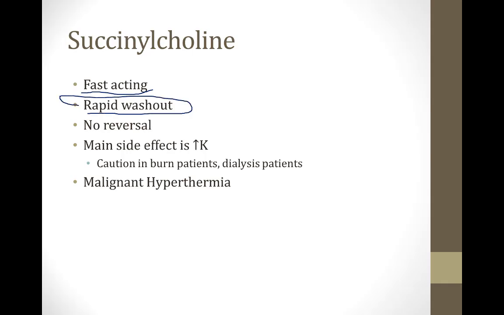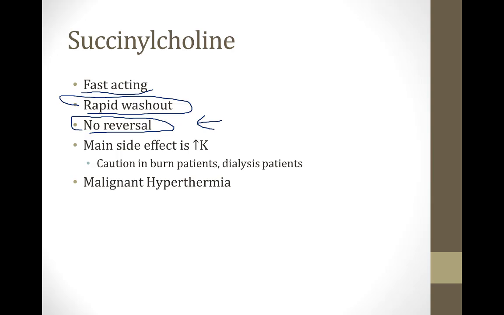It has a quick onset of action and then a rapid washout. One very important thing to know is that there's no reversal of the effects of succinylcholine. So with the other neuromuscular blocking agents that we'll talk about in a minute, you can administer an acetylcholinesterase inhibitor to flood the synapse with acetylcholine and reverse the effects of the paralytic agent. That is not done with succinylcholine. The reason is because during that phase 1 depolarizing block, succinylcholine is bound to the receptor sites, and flooding the synapse with more acetylcholine will not help.